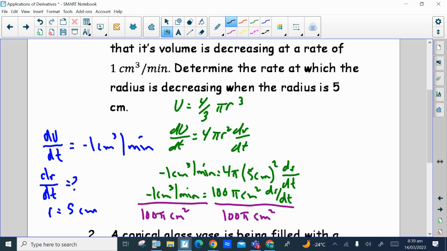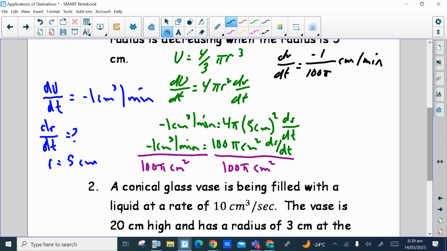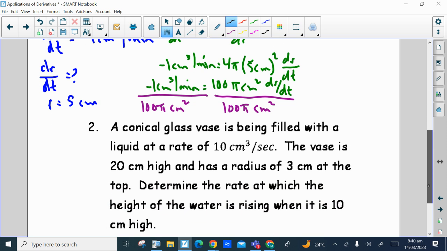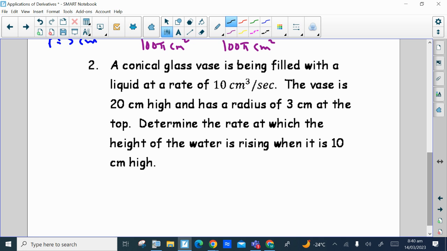And then we can say that dr by dt will equal negative 1 over 100 pi. So we divided centimeters cubed by centimeters squared, which gives us centimeters per minute. So that is the rate of change of the radius with respect to time. Negative 1 over 100 pi. And as we did yesterday, we're keeping these as exact values. If you're asked to round to a certain decimal, then you can do that. But otherwise, we'll keep them as exact values.